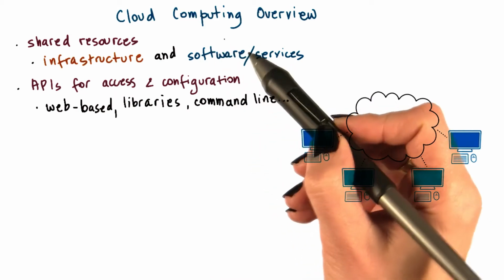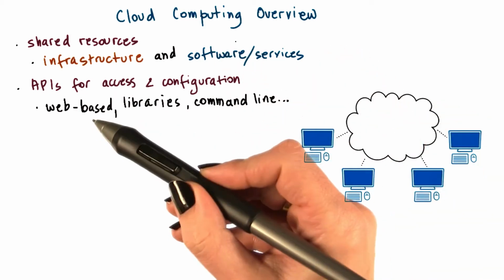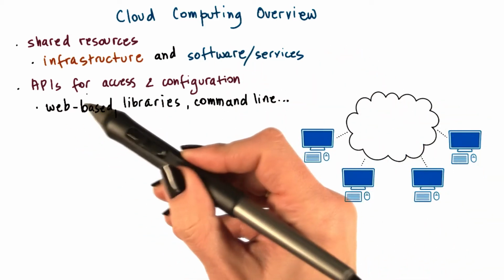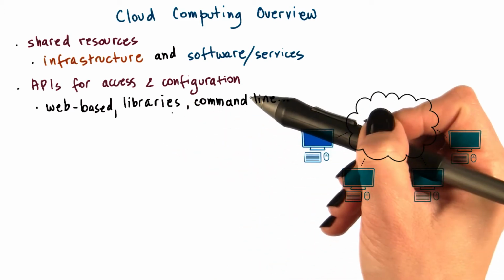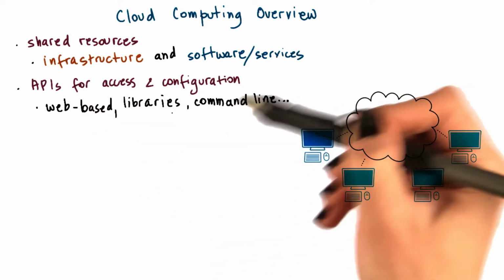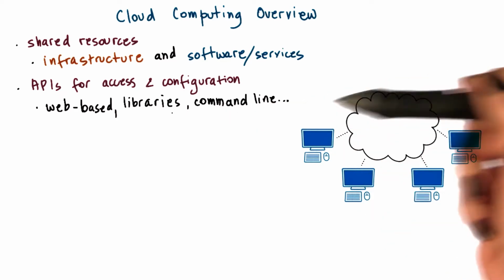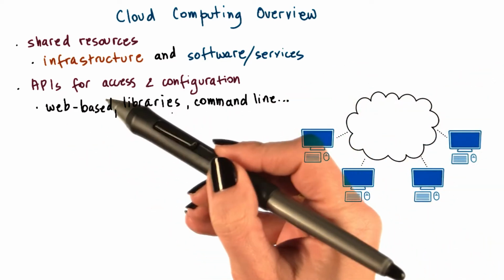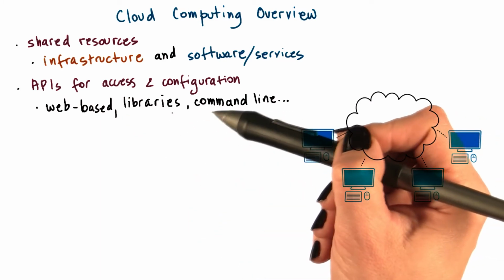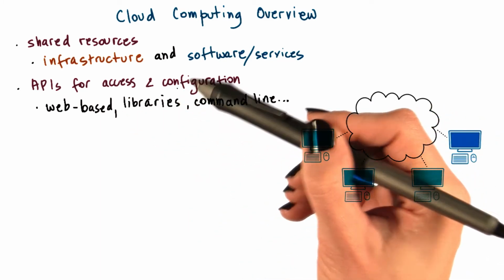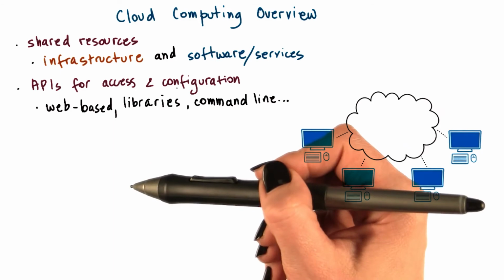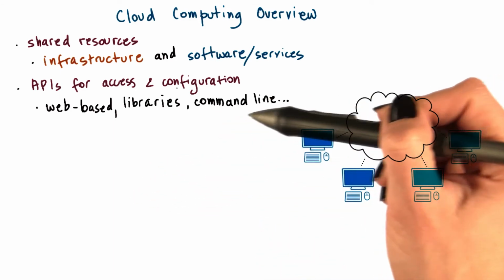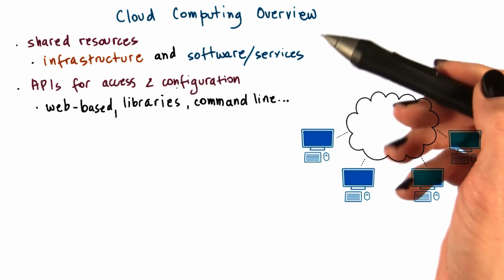These infrastructure software resources are all made available via some APIs for access and configuration. The point is that they need to be accessed and manipulated as necessary remotely over the internet. This typically includes web-based APIs, also APIs that are wrapped in libraries that can be integrated in popular language runtimes like Java or command line interfaces or other types of tools.